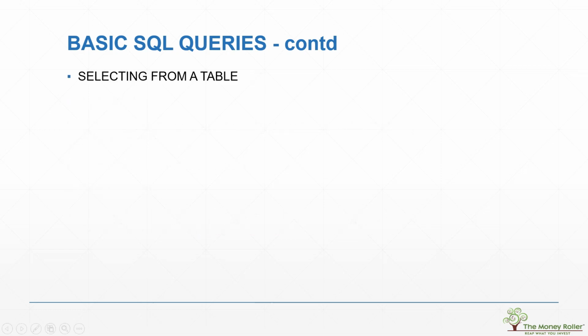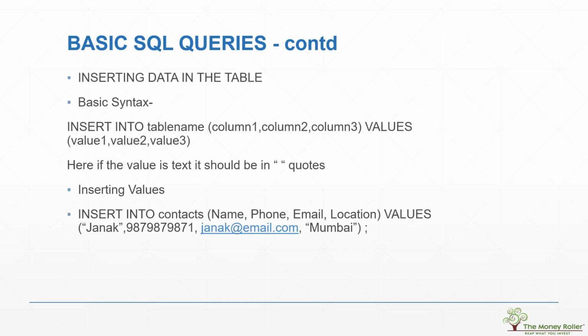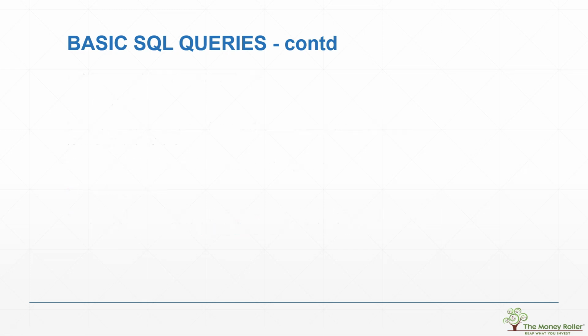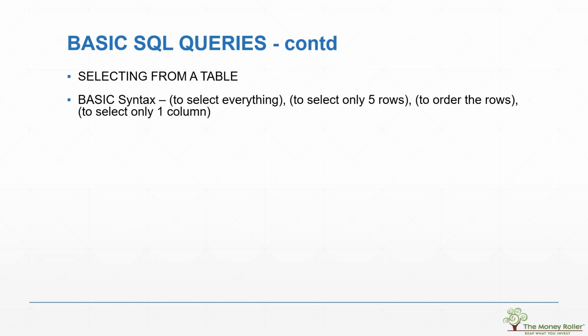And now once we have created a table, once we have inserted data in the table, now we have to select data from a table. Okay, so select is your next thing. So basic syntax to select, we are going to see the basic syntax to select everything from a table, to select only 5 rows from a table, to order the rows that have been selected, and to select only one column of the table, all the rows of only one column of the table.